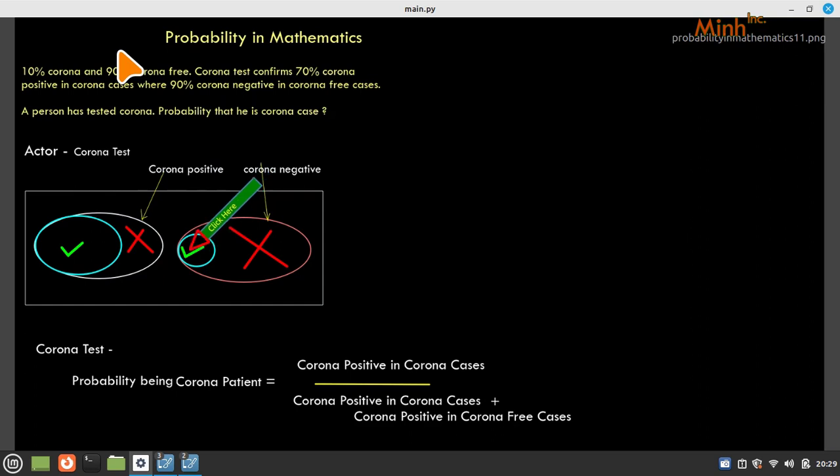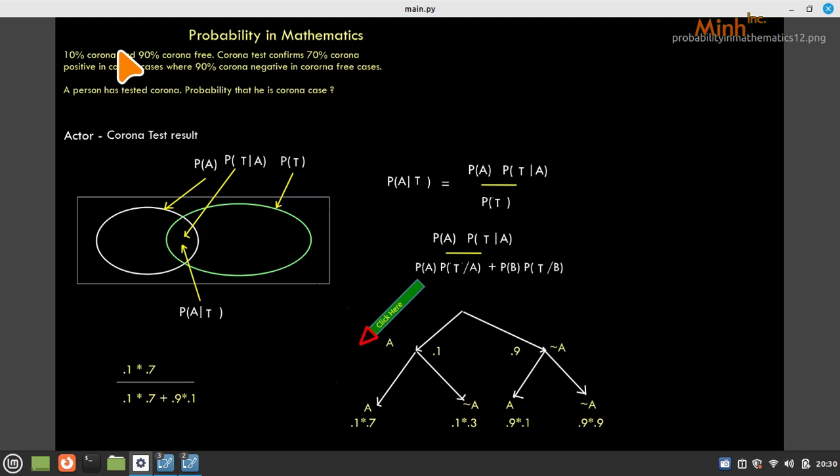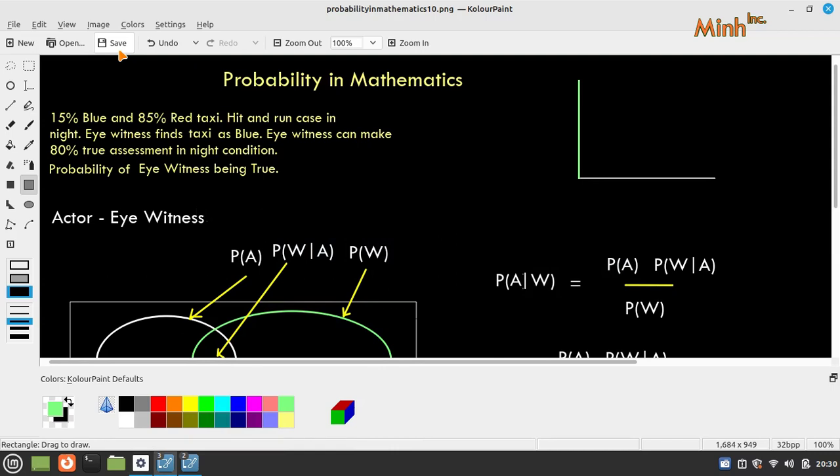So both places, corona free places and corona cases, are where corona patients are there. From the actor's eye, the corona test is the actor. If that is the case, then total sample item plus what we want. Now from the Bayes theorem, we see two orthogonals. Okay, so one orthogonal is, I think we drew it. Okay, we drew it in another way.